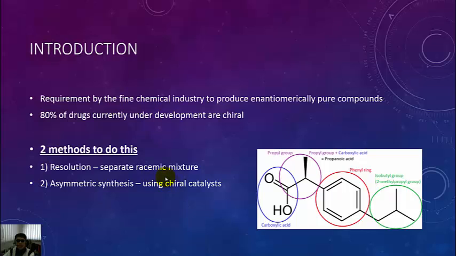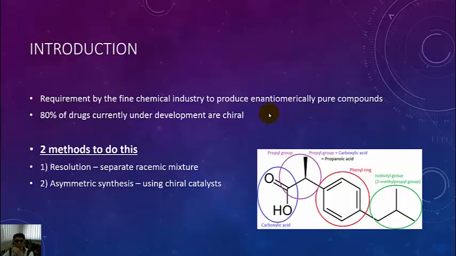In an asymmetric synthesis, only one of the two possible enantiomers of the desired compound is produced. Asymmetric synthesis involves the use of chiral catalysts such as chiral transition metal complexes or enzymes in key steps of the synthesis. The use of asymmetric synthesis has increased dramatically over the last few decades, but resolutions are still the most heavily used method in the large-scale production of enantiomerically pure compounds industrially.